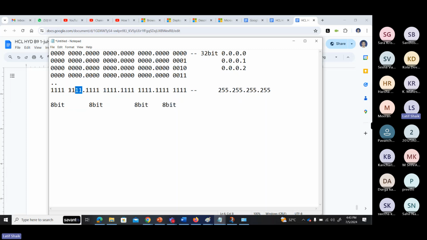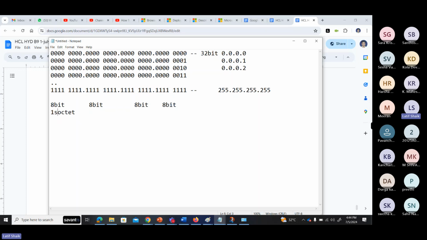Each part is 8 bit. So what is the maximum we are getting? This is 000 and this is 111. That is the last one. In this octet, the last one is 255. Because each part is 8 bits, we call it an octet.